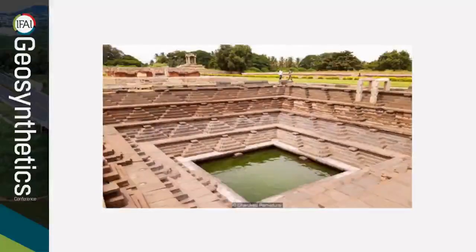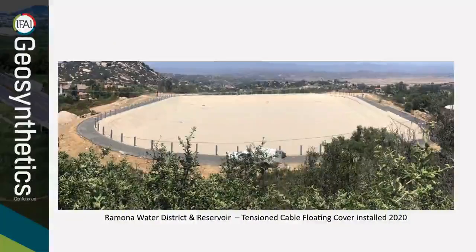Open reservoirs have been used for thousands of years and date back as far as 3000 BC, where they were used for drinking water and irrigation purposes. Today they're still commonly used, however, typically incorporate a geosynthetic floating cover system. This picture shows the Ramona Water District and Reservoir. It uses a tension cable floating cover system which was installed in 2020.